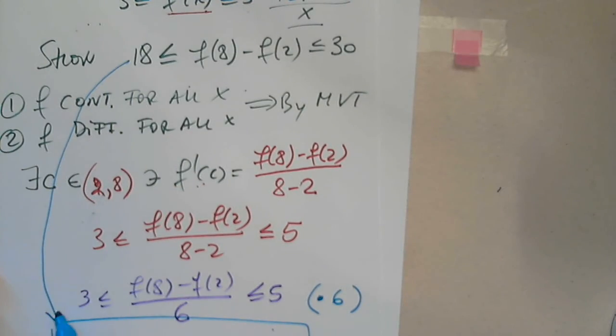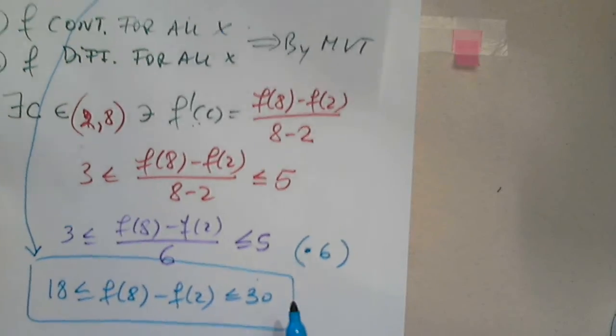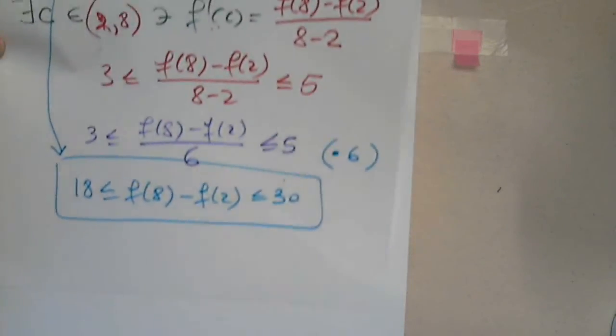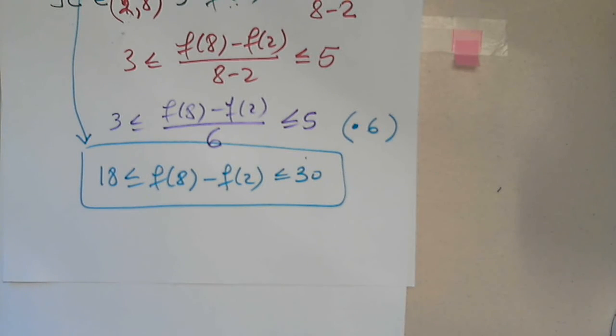Why not multiply both sides by 6? Say it again. Yes. Oh, I see. And we showed exactly what we needed to. And this is all based or possible because of the mean value theorem.